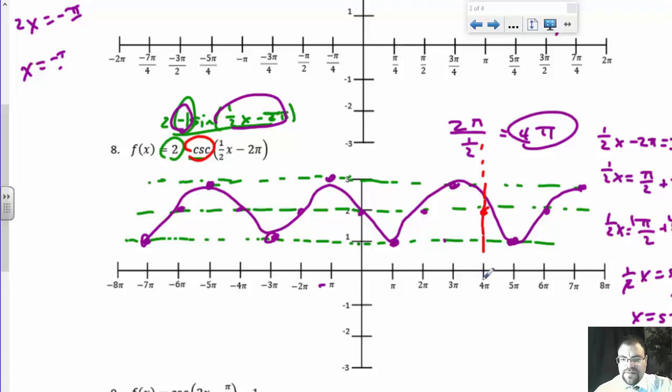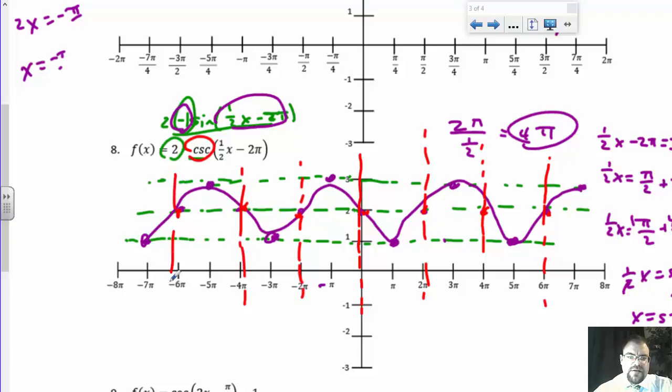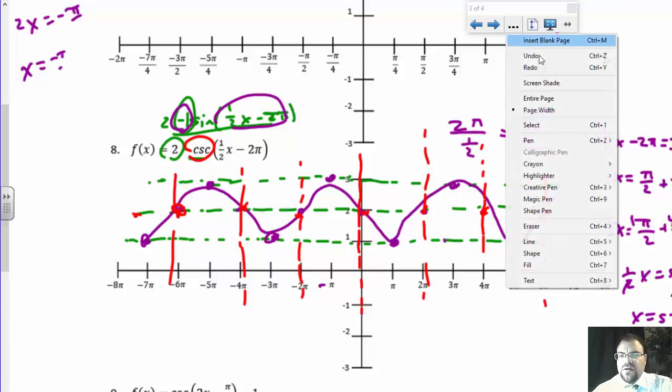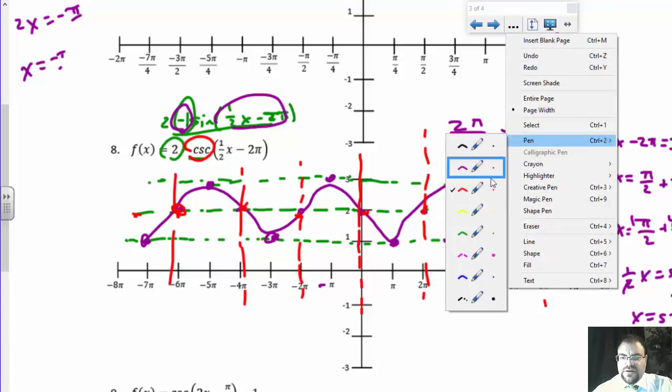So where it hits the middle, which should be this point, there should be a what? An asymptote right there. And right there as well. And right where it hits the middle right there. And right here. And another asymptote here. And one right there. And right there. Wherever it hits the middle line right here, that's where I want to go with the asymptotes. So the cosecant graph, just to sketch it, it'll look like this.